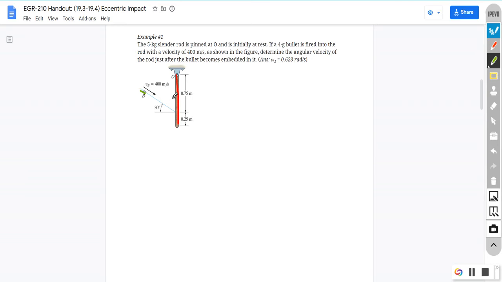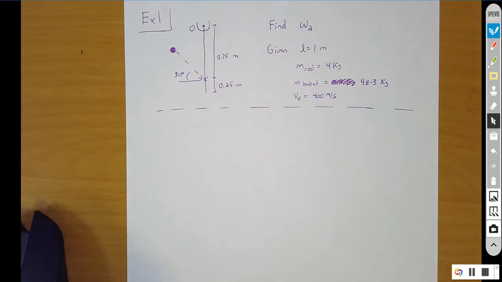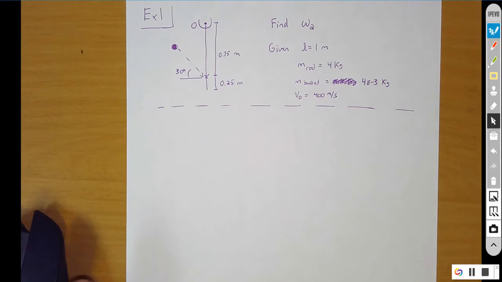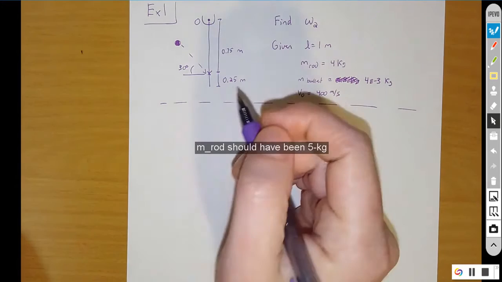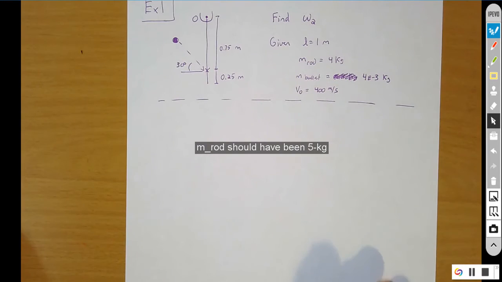The bullet embeds into this rod, this wooden thing, and we're going to get some new velocity at the end, so the bar will be spinning up this way with some omega 2. And our goal is to find that omega 2. I've redrawn that here. So we're going to use conservation of momentum in this case.